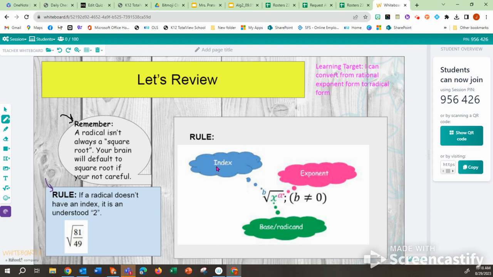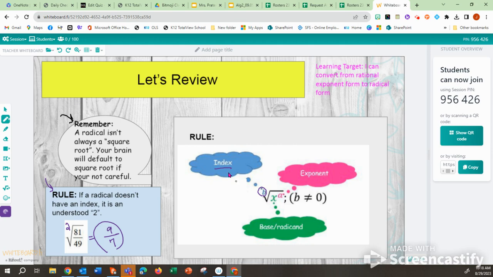So let's go over here and talk about some vocabulary words. If there's a little number written in the top left-hand corner above your radical symbol, that is your index. You could be doing the cube root, fourth root, fifth root. And remember, if it's a square root, there will not be an index written. If a radical doesn't have an index, remember that's an understood 2. So on this example, it's saying what times itself 2 times is 81, and you're going to say 9. And then what times itself 2 times is 49, and you're going to say 7.